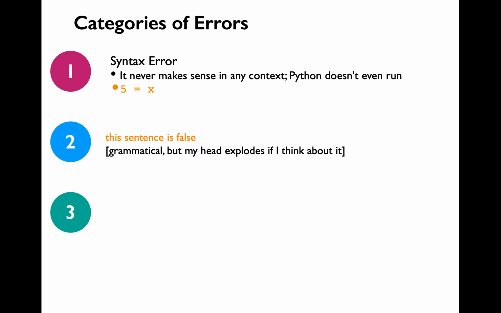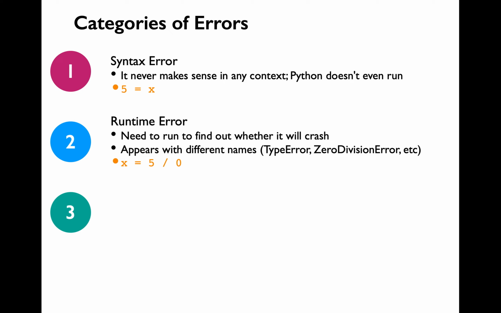This sentence is false. It is grammatical, but makes your head explode if you think about it. Well, I'm saying this sentence is false, so it must be true. Then why am I saying that this sentence is false? Such errors are runtime errors. Python needs to run your program to find out whether it contains a runtime error. Python will be able to execute all the lines of code which do not contain an error. As soon as it encounters the first line which contains an error, Python will crash. Examples of runtime errors would be type error, zero division error.